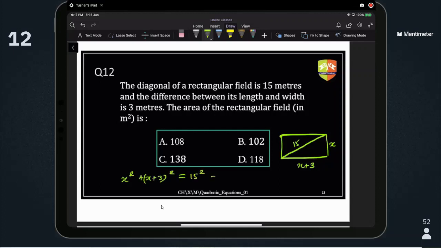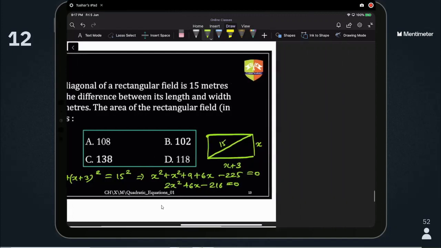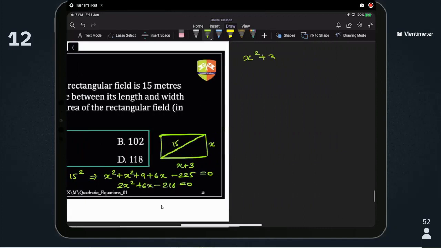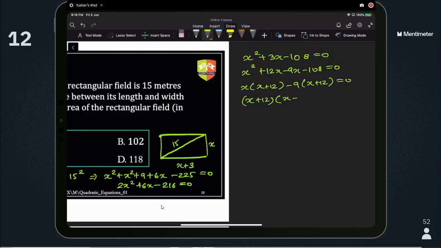By the Pythagoras theorem, x square plus x square plus 9 plus 6x minus 225 is 0. So 2x square plus 6x minus 216 is 0. The 2 can go, so this is x square plus 3x minus 108 is 0. This can be split using 12 times 9: x square plus 12x minus 9x minus 108 is 0. So x plus 12 times x minus 9 is 0.